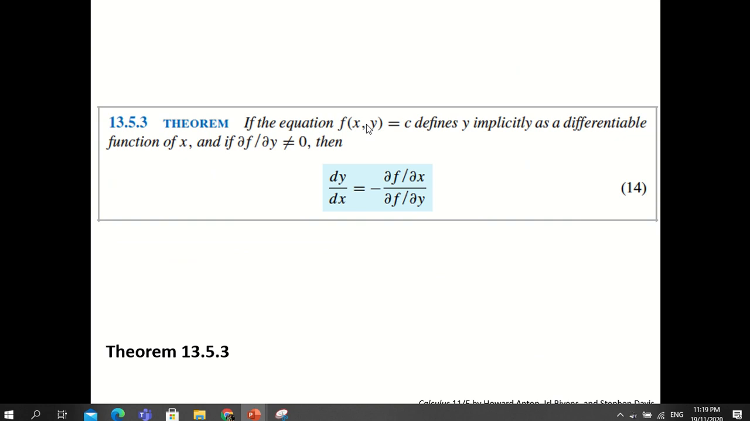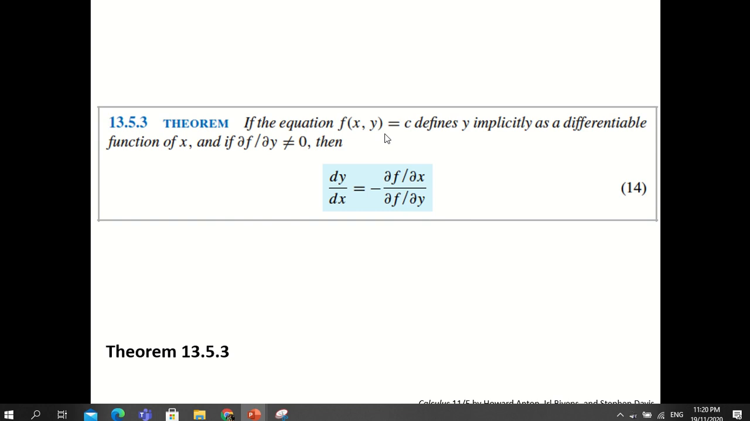So if the equation f of x and y equal to c defines y implicitly as a differentiable function of x, and if the partial derivative of f with respect to y is not equal to zero, so we have here the formula that the derivative of y with respect to x is simply the negative of the ratio of the partial derivative of the function with respect to x and the partial derivative of f with respect to y. So the negative of this. Okay, so this is another theorem.